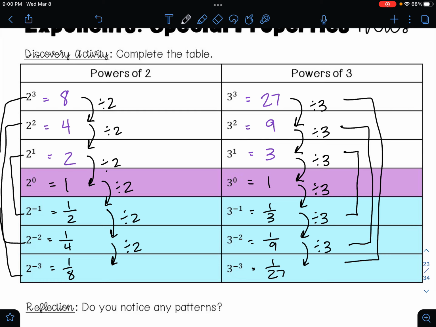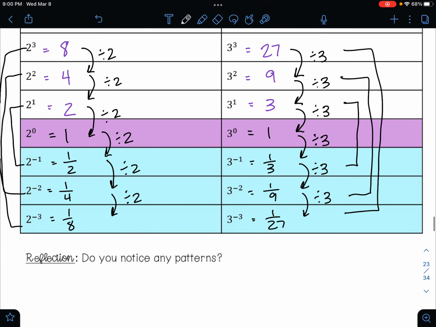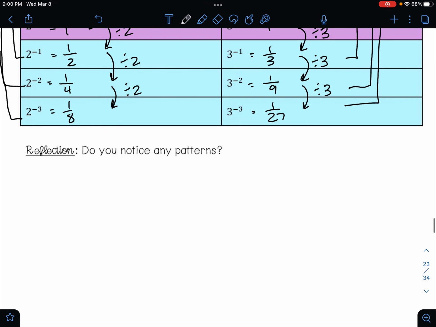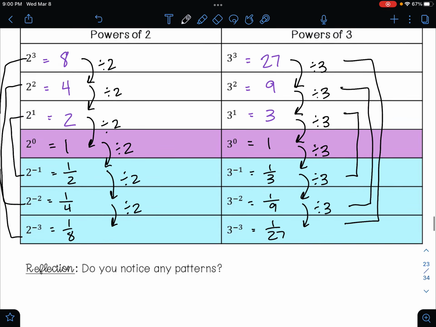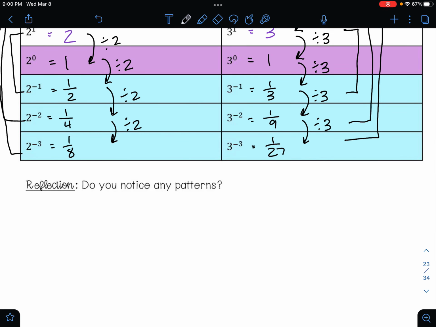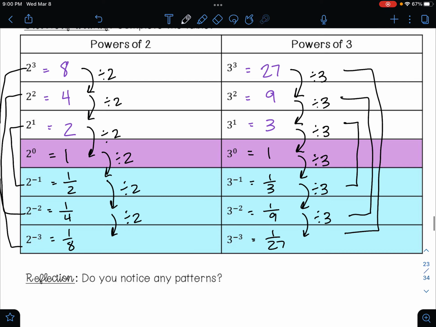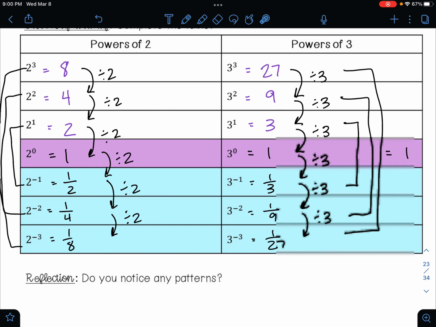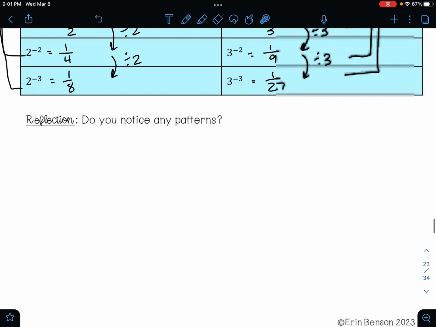So it's very interesting. What I want you to do is reflect on this table that we just saw. Did you notice anything? Did you notice any patterns? What do you notice and what do you wonder? So looking at this table, what I want you to write below is what do you notice happening here and what do you wonder about what's happening here? So go ahead, reflect on that, and once you do that, go ahead and resume the video.